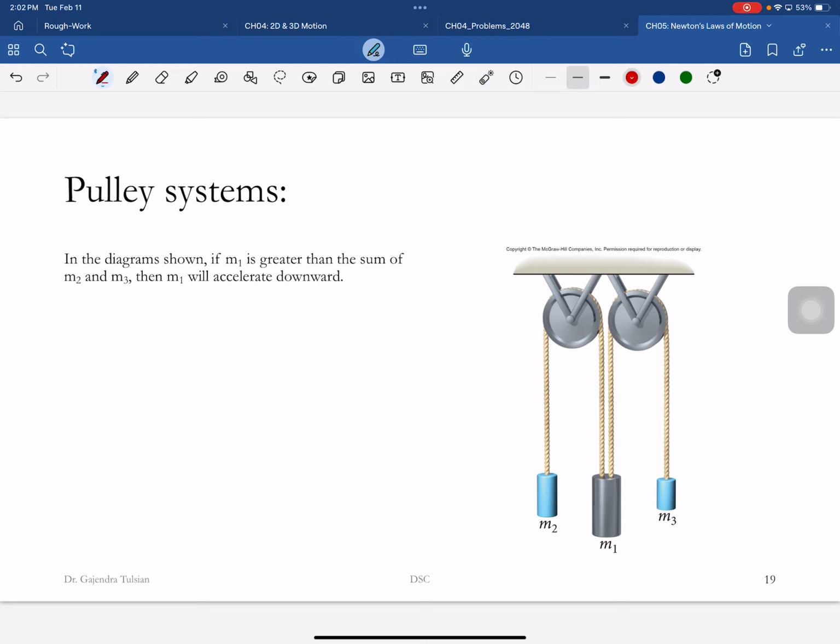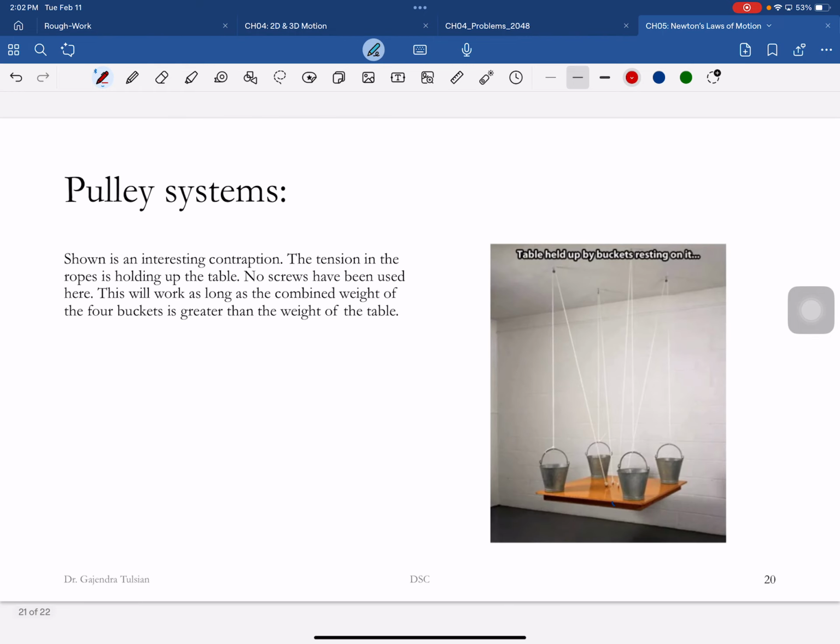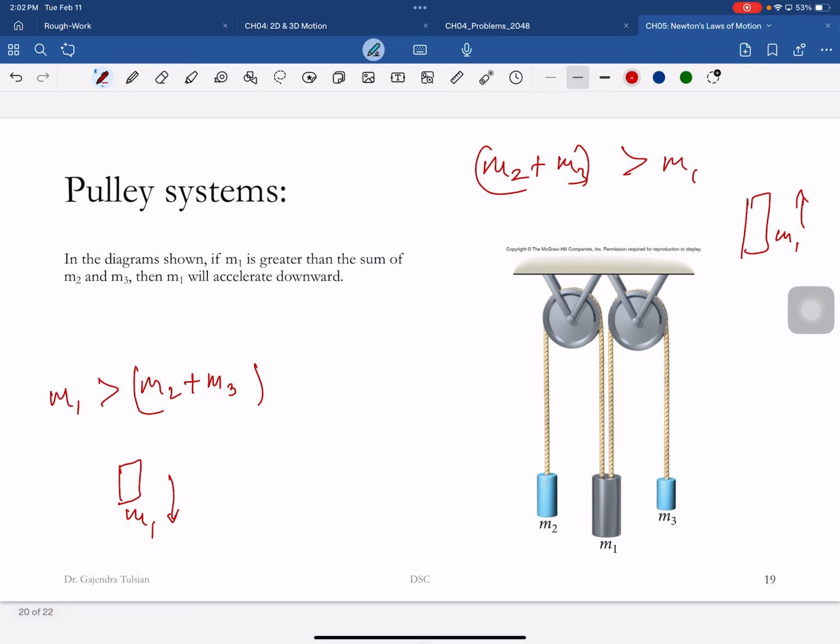So if M1 is greater than M2 plus M3, then M1 will fall down. If M2 plus M3 is greater than M1, then M1 will go up. So here's a very interesting device you can make. Again, if M2 plus M3 is greater than M1, you'll have M1 going up.